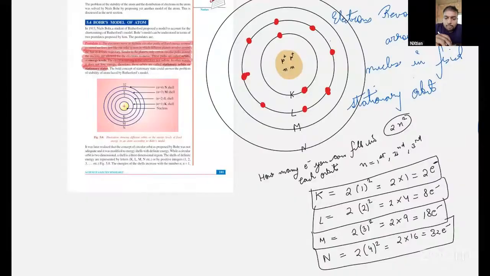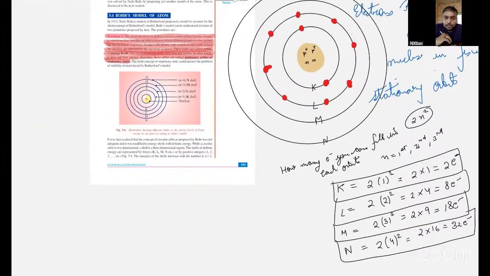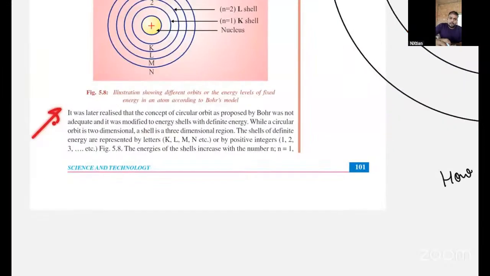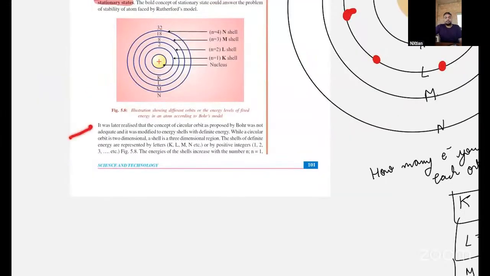And so on. M you can fill 18 and then N. Are you getting this? Say yes or no? Yes, sir. Too easy. Yeah, read this. Who will read? Agatha will. Yes, Agatha.